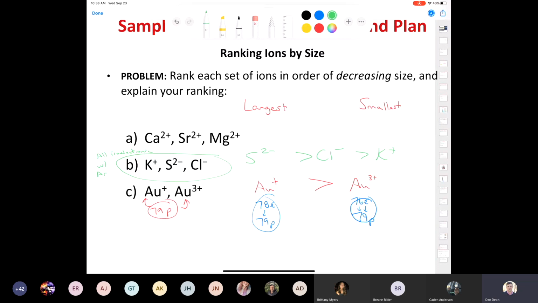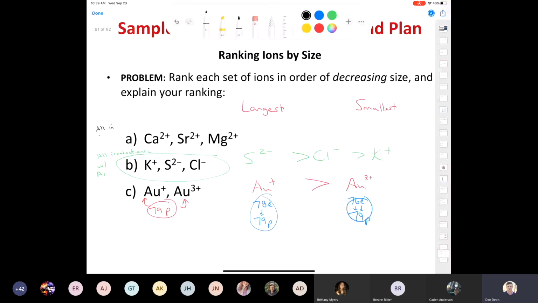All right, 1038, we got one more. What do these three all have in common? Calcium 2 plus, strontium 2 plus, and magnesium 2 plus. They all have something in common. I bet you can identify what that is. Thanks, Violet. They're all from the same group, right? They're all in group 2A.